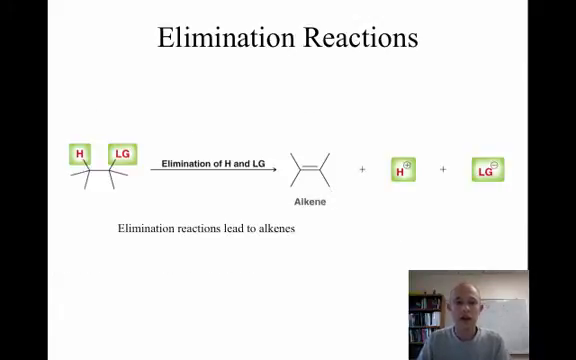The reason why these are called elimination reactions is because you could imagine that if you go from starting material to product, it looks as if we've eliminated a molecule of, if this leaving group was bromide, for example, HBr, to give an alkene. So that's why these are called elimination reactions.